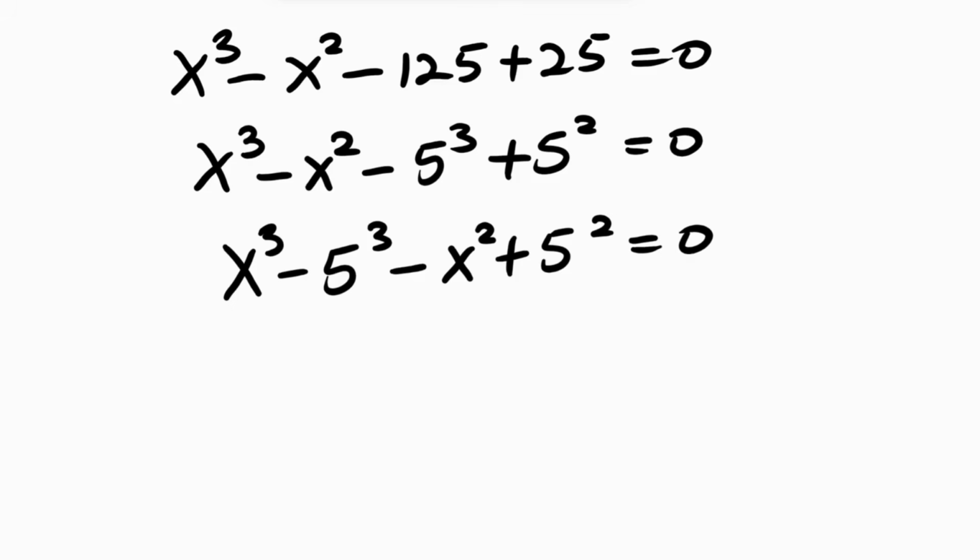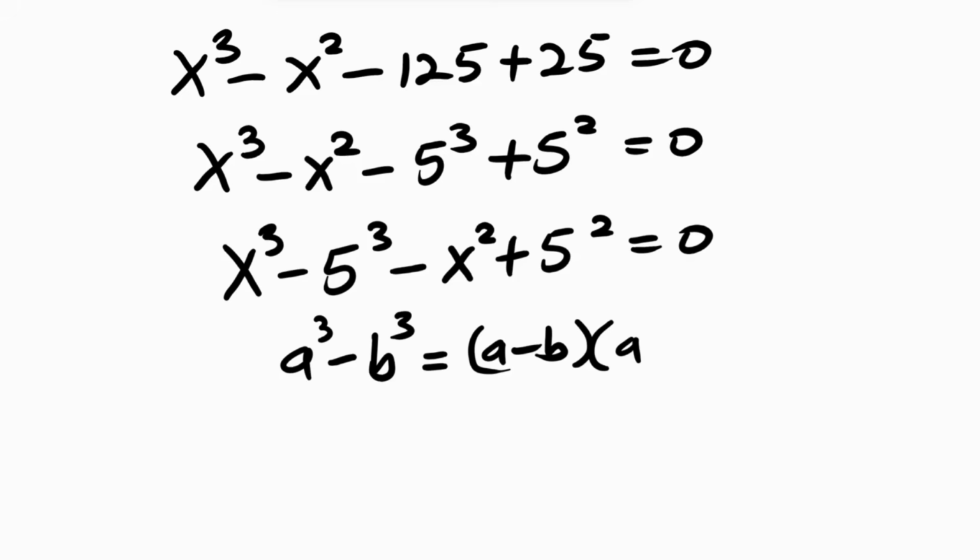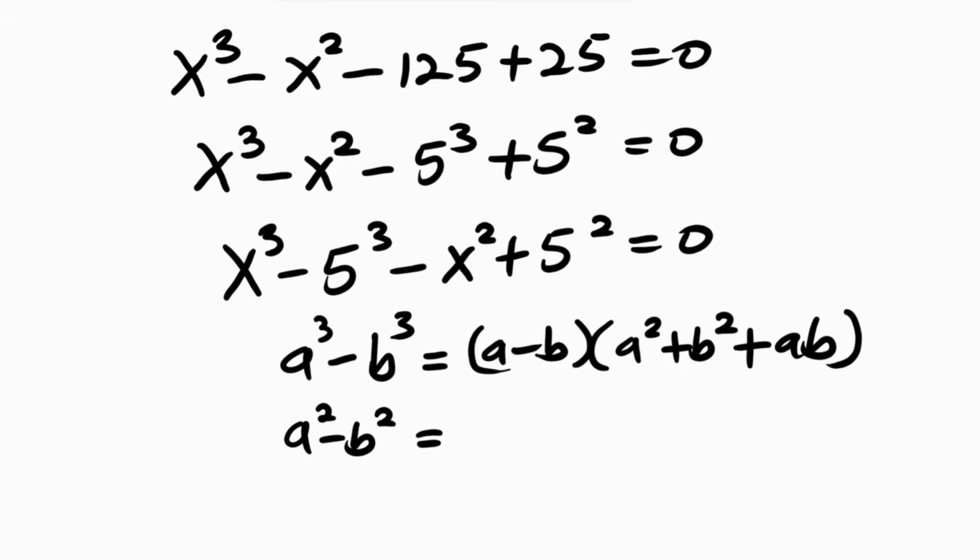So here now we know that a raised to the power 3 minus b raised to the power 3 is the same thing as a minus b into a squared plus b squared plus ab, and a squared minus b squared is equal to a minus b and a plus b.